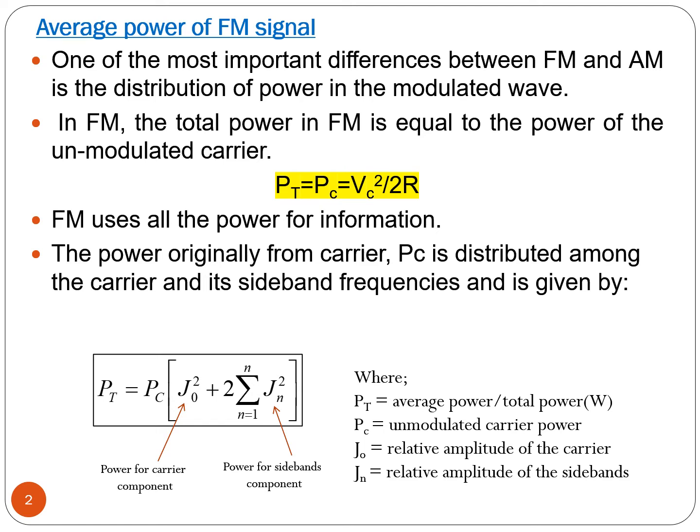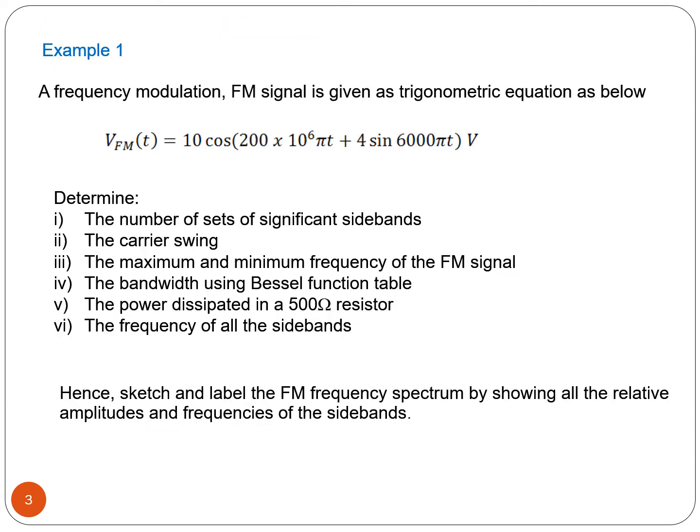From here, total transmitted power in FM signal is also equivalent to PC times J naught squared plus 2 times the summation of Jn squared, whereby Jn refers to the relative amplitude of the sideband and can be 1, 2, 3, and so on, depending on the modulation index. Please try to understand the solution for example 1 and example 2.